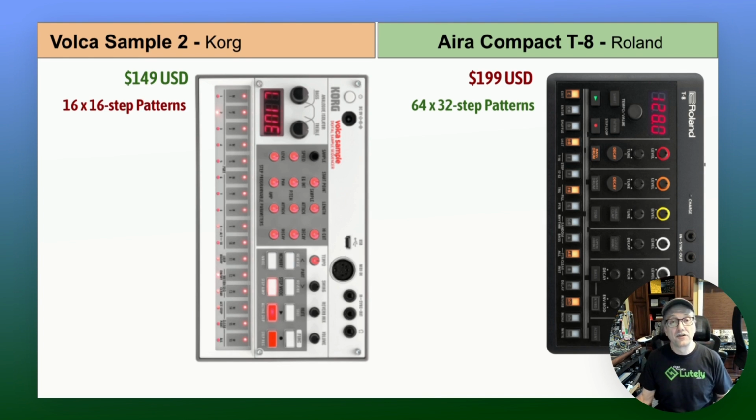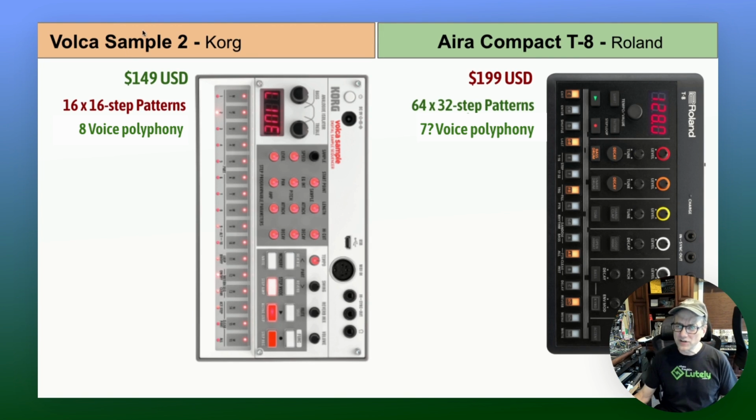Polyphony is available on both, and I guess you don't need to worry too much about it because it's barely even mentioned in the T8 documentation. In the Korg documentation, they say it's got 8-voice polyphony on the Sample 2. And the T8, from what I can tell, has 6 or 7-voice polyphony so that all of the tracks can be on any one step.